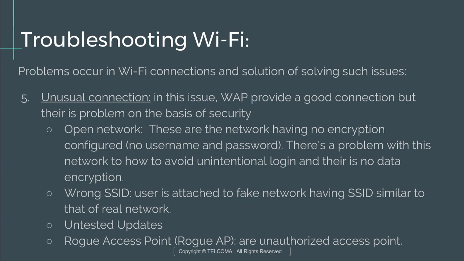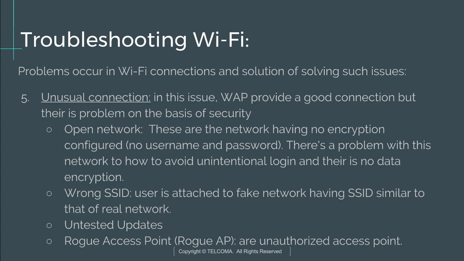The next problem is unusual connection. In this issue, the WAP provides a good connection, but there is a problem on the basis of security. The first one is the open network. These are networks which have no encryption configured. It means they have no username and password. If a user wants to connect to these open networks, it connects automatically. So there is a problem with this network of how to avoid unintentional logins, and there is no data encryption.